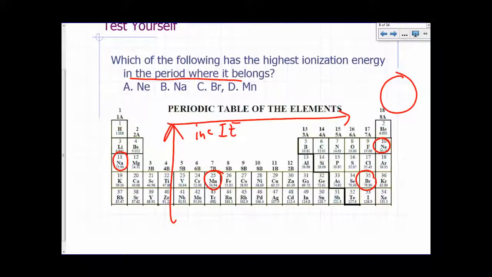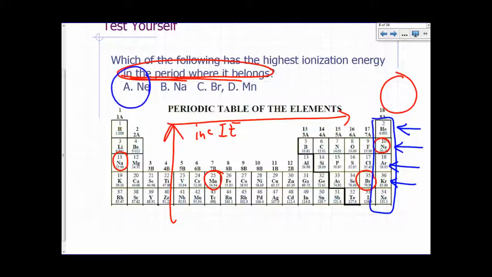But look at this question. It's just saying in the period where it belongs. That means for every period, in period 1, row 1, helium has the highest ionization energy. In row number 2, neon has the highest ionization energy. In row number 3, argon has the highest ionization energy. In row number 4, krypton has the highest ionization energy. So the answer to this question is neon.